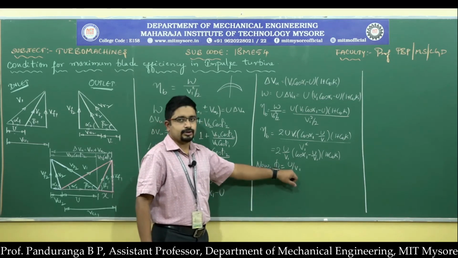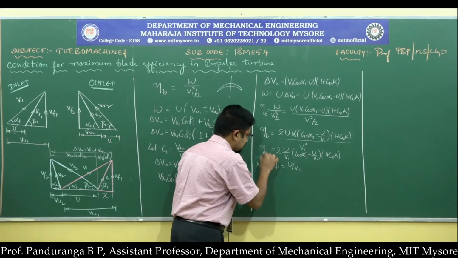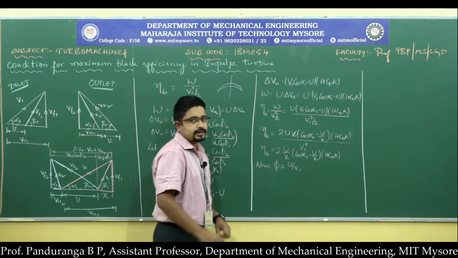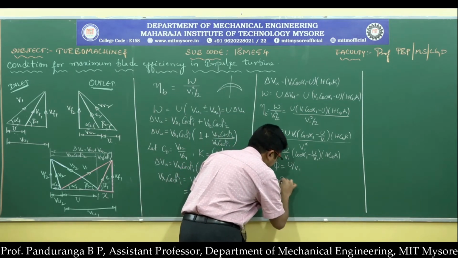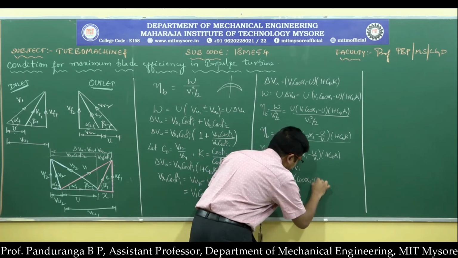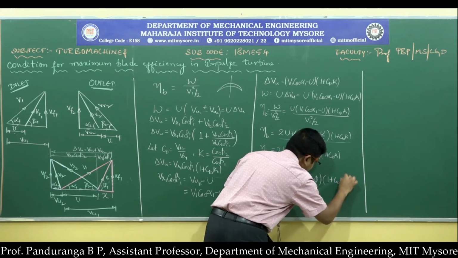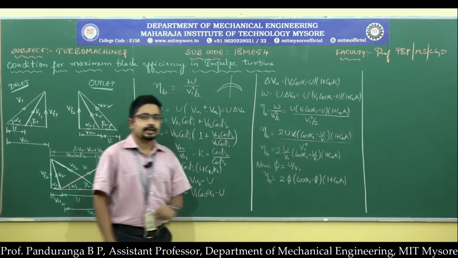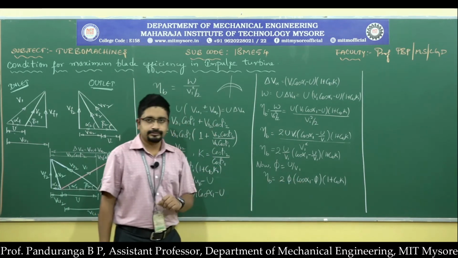So phi is given by U by V1. So I will express the blade efficiency equation eta B in terms of the speed ratio phi. So eta B will be equal to 2 times phi multiplied by (cos alpha 1 minus phi) multiplied by (1 plus Cb into k). So this gives us the blade efficiency in terms of phi and alpha 1.